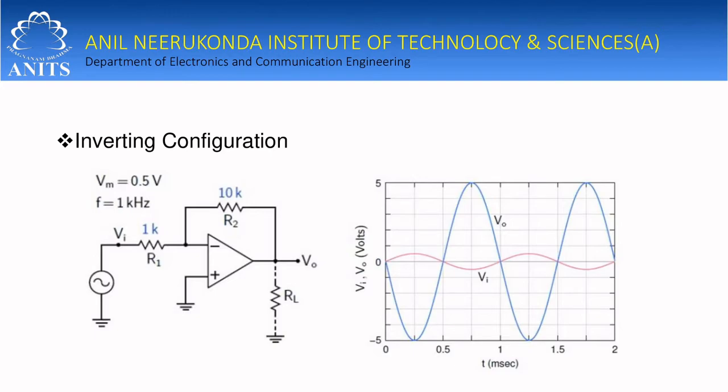Let us look at the circuit where the input peak is given as 0.5 volts with a frequency of 1 kilohertz. When we look at the output, because the input is 0.5 volts and this is an inverting mode configuration, the gain is R2 by R1, that is 10. So when I multiply the gain with my input, I will get the output. So 0.5 into 10 is 5 volts. So here you can see that my output is likely to go from minus 5 to plus 5. Of course, it is inverted compared to the input signal.